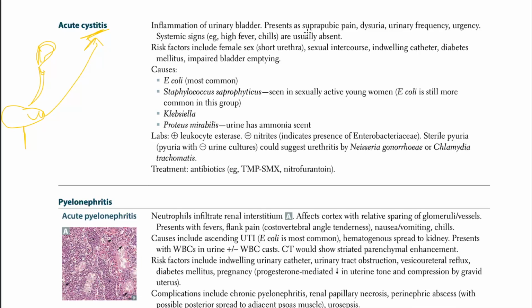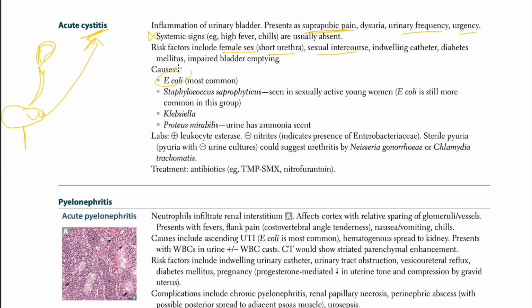It presents as suprapubic pain, dysuria, urinary frequency, urgency. Systemic signs like high fever and chills are usually absent, so no systemic signs. Okay, risk factors include female sex because of the short urethra, sexual intercourse, indwelling catheters, diabetes, impaired bladder emptying.